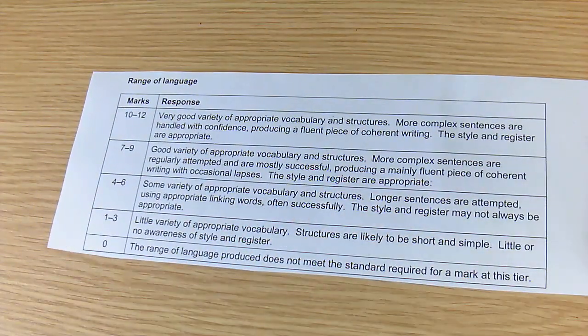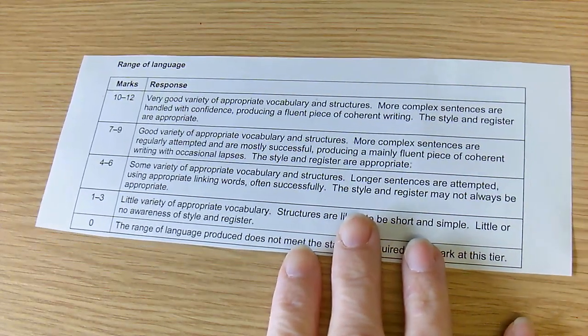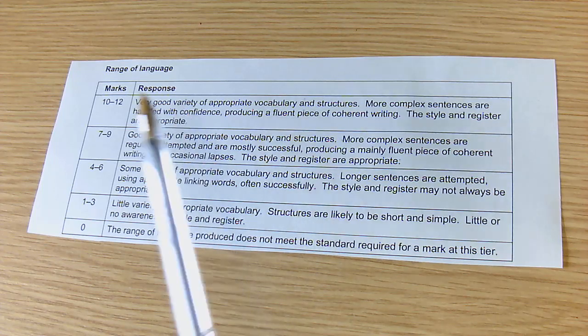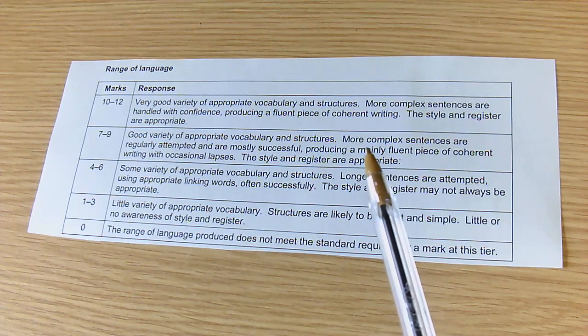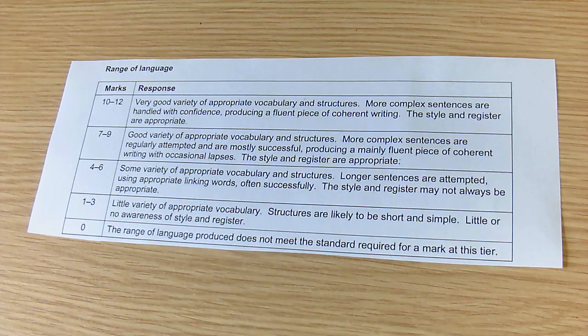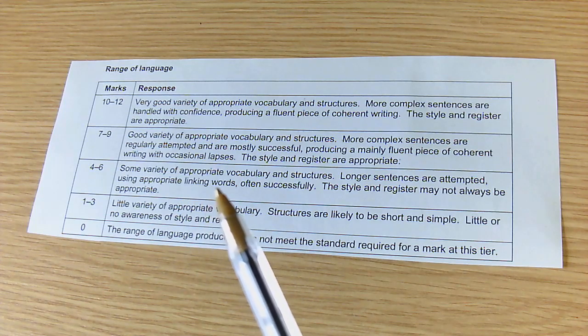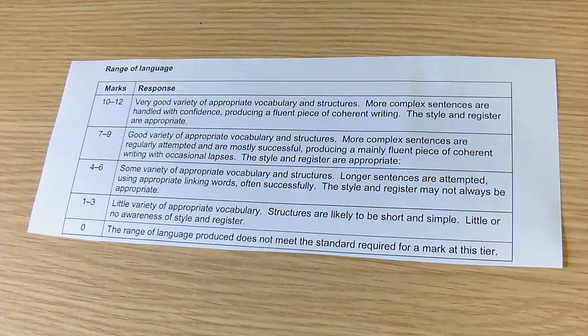The second part that you are marked for is the range of your language. So this is basically the variety. So we're looking at a very good variety of appropriate vocabulary and structures. So that's using different forms of verbs and different combinations of verbs and tenses. Complex sentences are handled with confidence for this top mark here, and we've got a fluent piece of coherent writing. The style and register are appropriate, so you're using du if it is informal and Sie if it is formal, for example, if appropriate. Again, the complex structures come up in the 7 to 9 bracket for range, so we should be seeing at least some attempt at the complex structures there. In the 4 to 6 bracket, you do have longer sentences that are attempted and linking words, so those all important connectives all the way through for range of language.